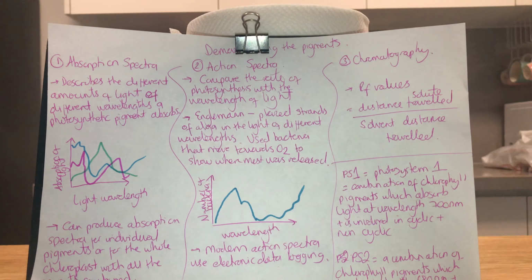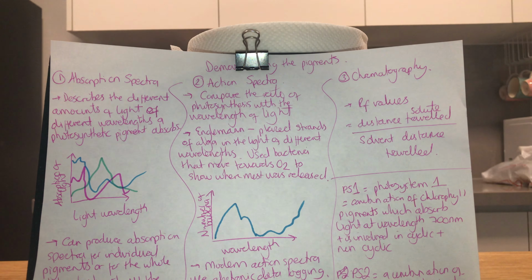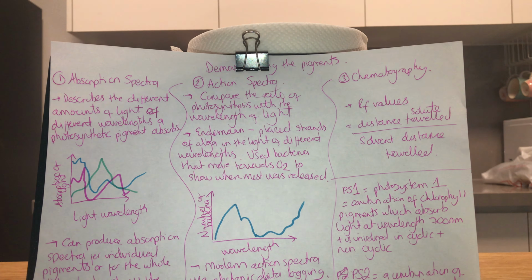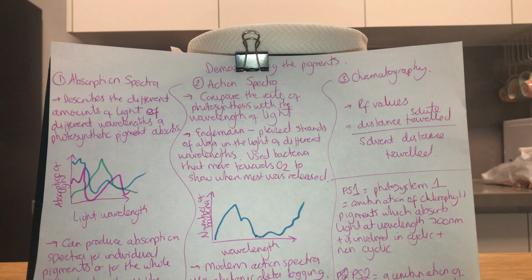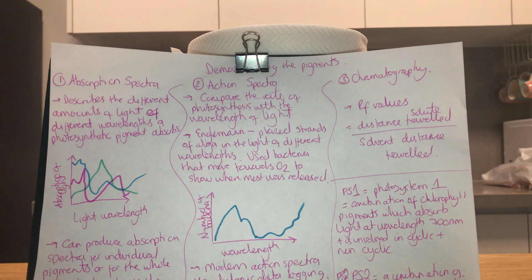Now, modern action spectra don't use those bacteria. Instead, they can use electronic data logging. So the idea would still be the same. You're still going to be comparing your rate of photosynthesis, and the most common way of measuring rate of photosynthesis is to look at oxygen production.